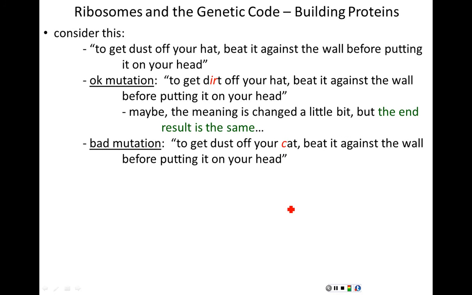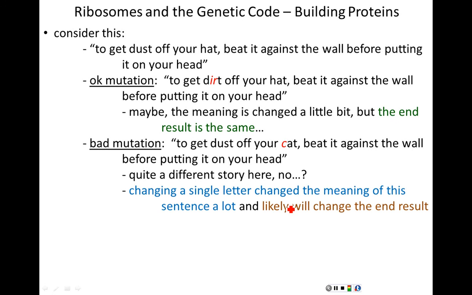Now, a single letter change. To get dust off your cat, beat it against the wall before putting it on your head. Well, gee, just one letter. We actually changed fewer letters than we did in the first mutation, but that's not a good mutation. That's not an okay mutation. That's a bad mutation. It's a pretty different story there, no?